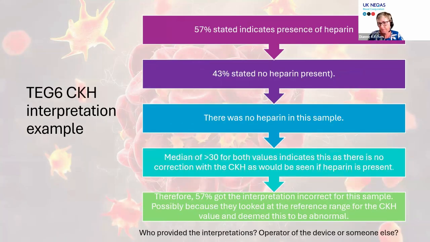Next slide, please, Jen. But there was no heparin in this sample. It was a sample that was designed to mimic a patient whose blood was very diluted, maybe due to trauma. The median of both was greater than 30. If there had been heparin present, the CKH should have corrected back down towards the normal range. So 57% got the interpretation incorrect for this sample. And I think this is possibly because they looked at the normal ranges and said it was outside the normal range.